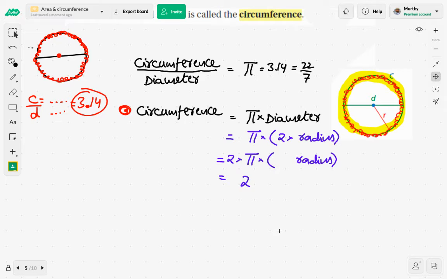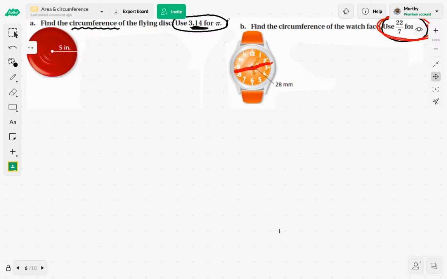So this is my second formula to figure out the circumference of a circle. There are two formulae: one is pi times diameter and the other one is 2 times pi times radius. So let's go to the next page and we'll see how to solve a couple of questions.